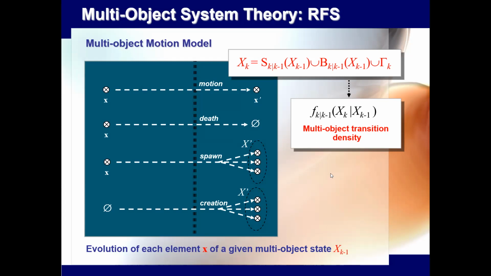Creation is a form of birth. A target could appear from any direction, or in a biomedical application, a cell could be born from a single cell. Then we collect all of these densities as one, and we call it the multi-object transition density. If you compare this multi-object density with a single-object transition density, we are not only describing motion, we are describing much more.